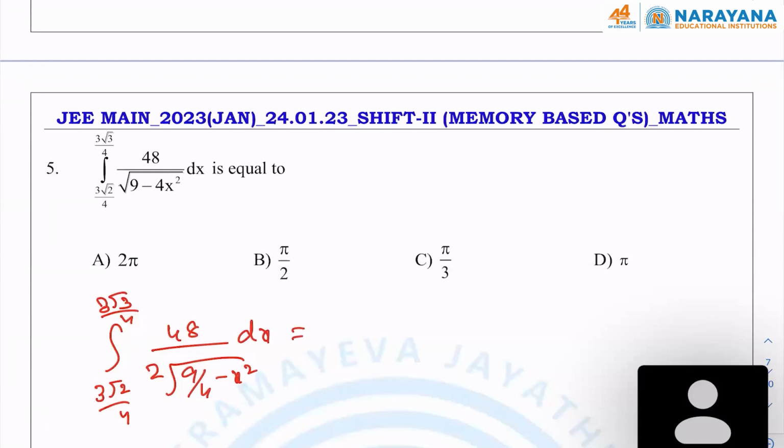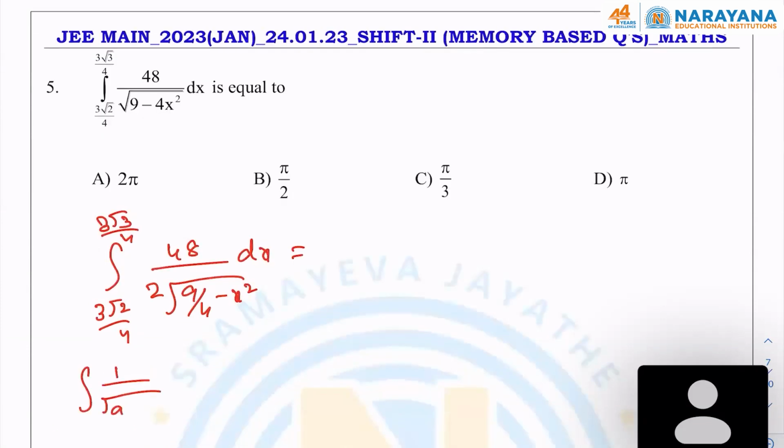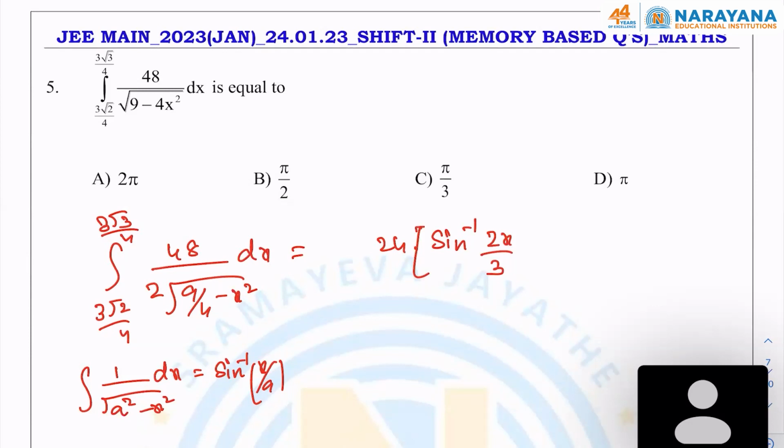So here we are getting this form: integration of 1 by root of a square minus x square dx, and the formula for this is sine inverse x by a. So here 24 into sine inverse x by a, x by 3 by 2. And here the limits are 3 root 3 by 4 and 3 root 2 by 4.